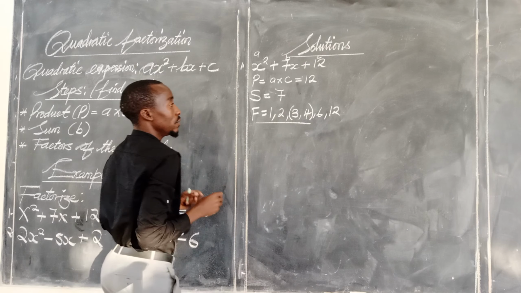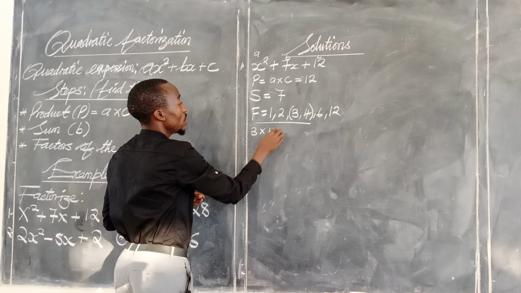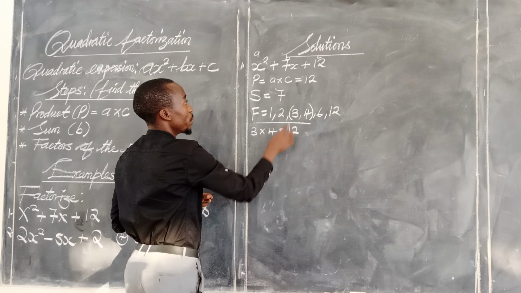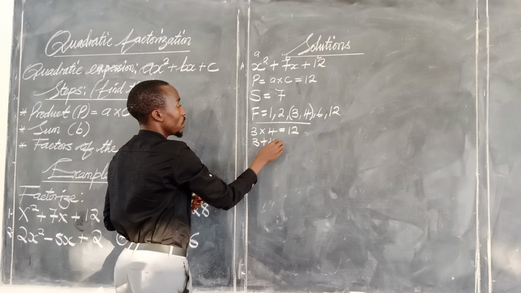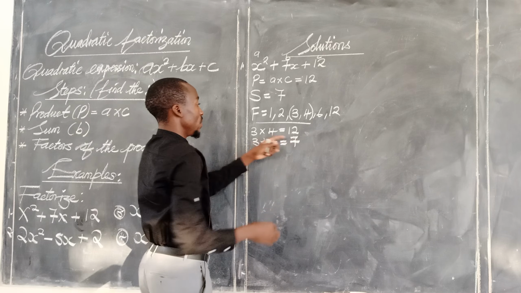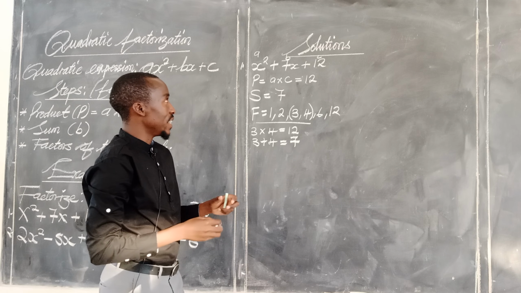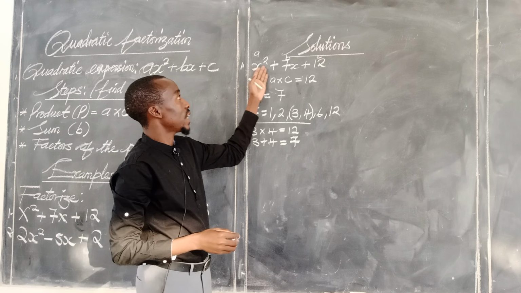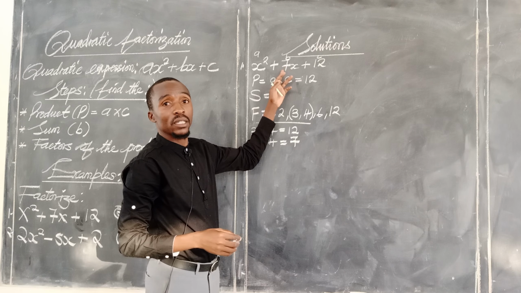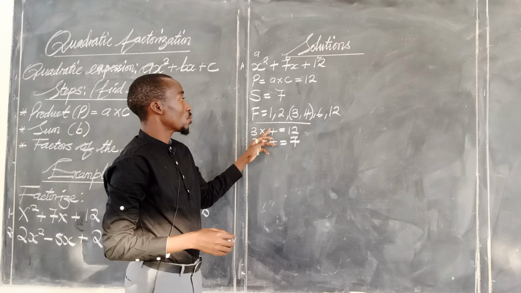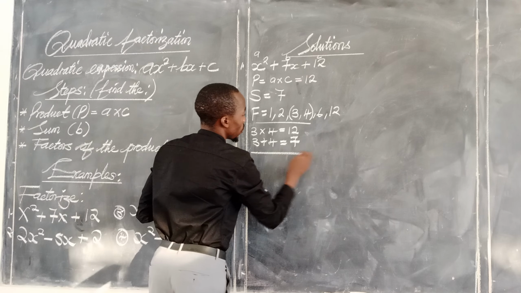We pick 3 and 4, such that 3 times 4 is 12, which is our product, and 3 plus 4 is 7, which is our sum. Now we rewrite our expression, replacing b, the sum, with these two factors.